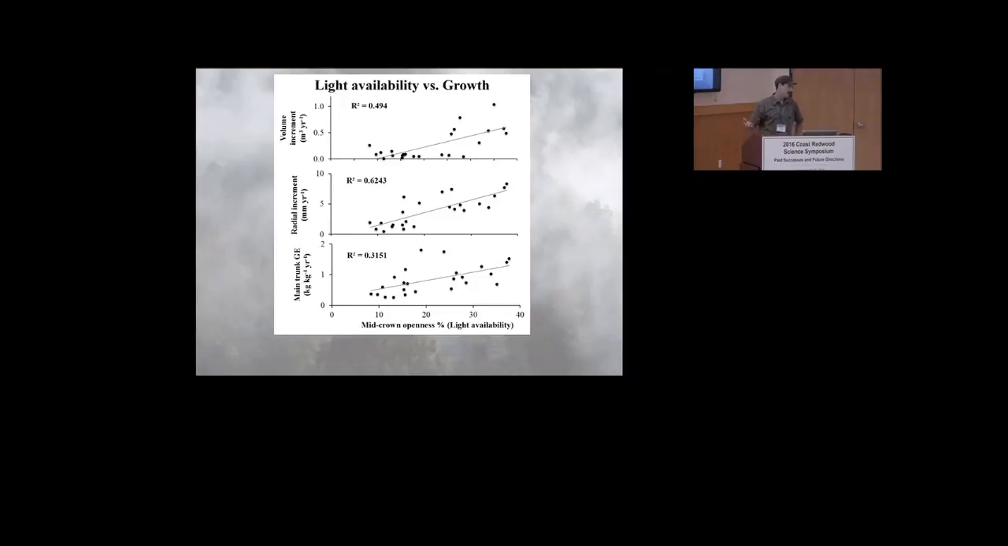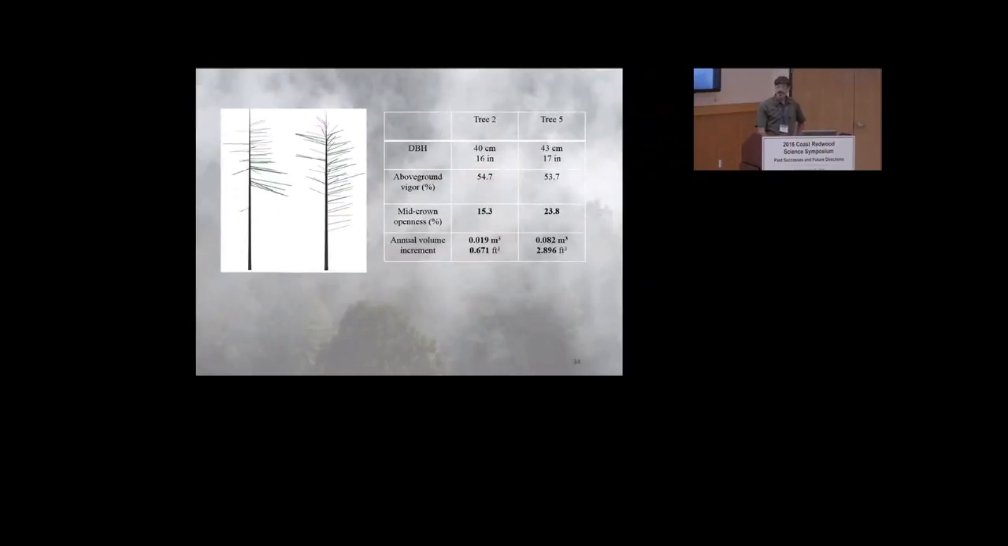Trees that are stuck in the shade generally have less leaves per unit leaf area, cambium surface area. So tree 2 and tree 5, similar size, had similar above ground vigor, but tree 5 had 10% greater light availability and grew 4 times more wood and had 4.5 times greater radial increment.